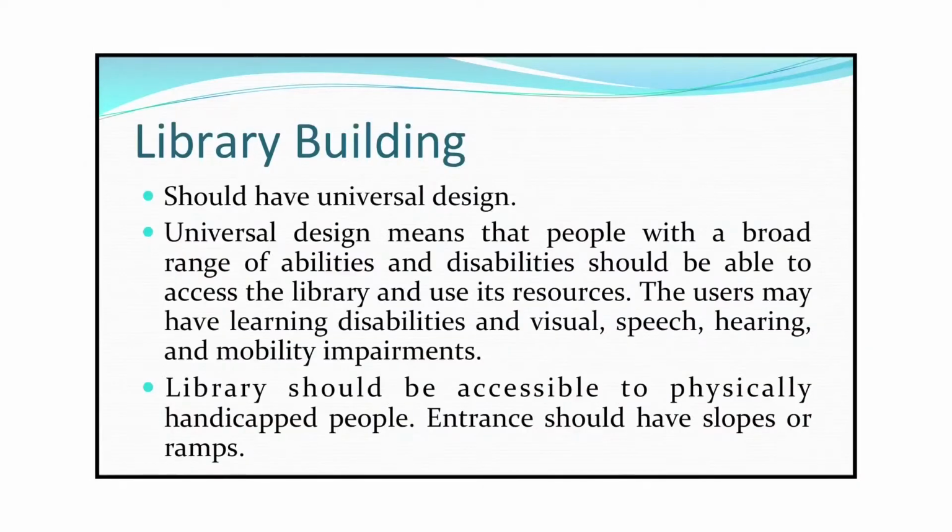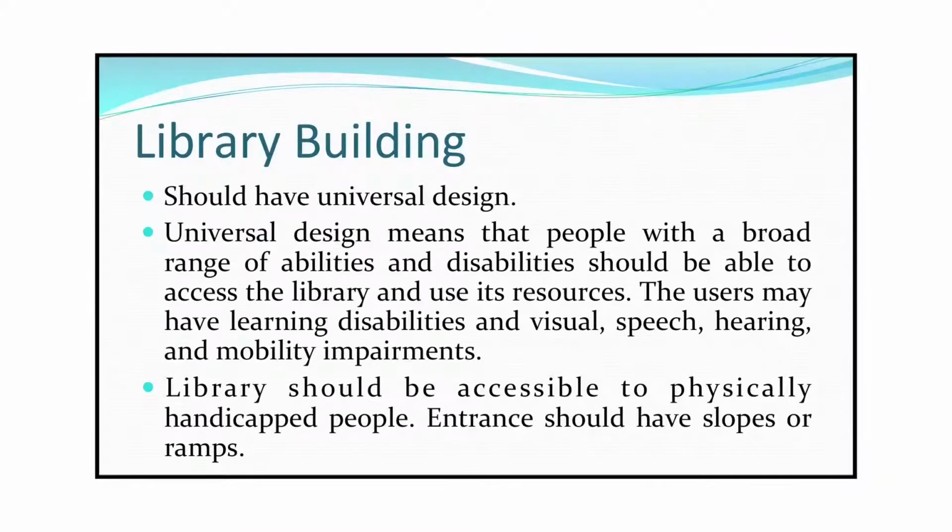Library buildings should have a universal design. Universal design means that people with a broad range of abilities and disabilities should be able to access the library and use its resources. The users may have learning disabilities and visual, speech, hearing and mobility impairments. So the buildings should be made in such a manner that they are able to provide equitable access to all, irrespective of any disability which a user may have.